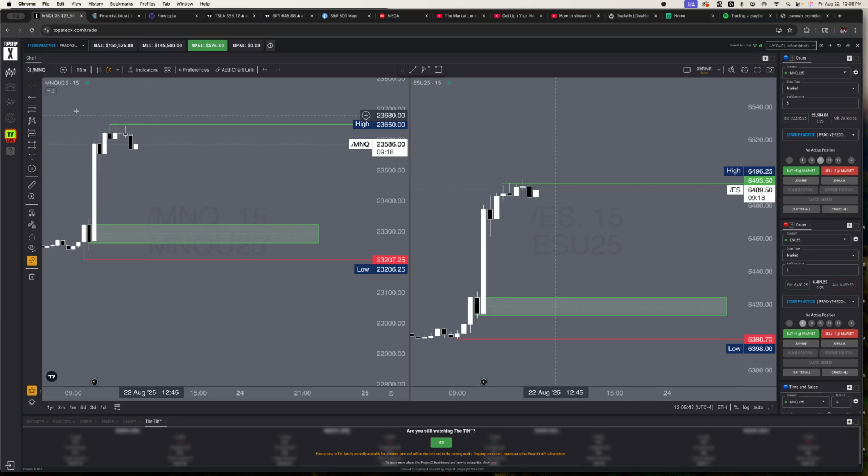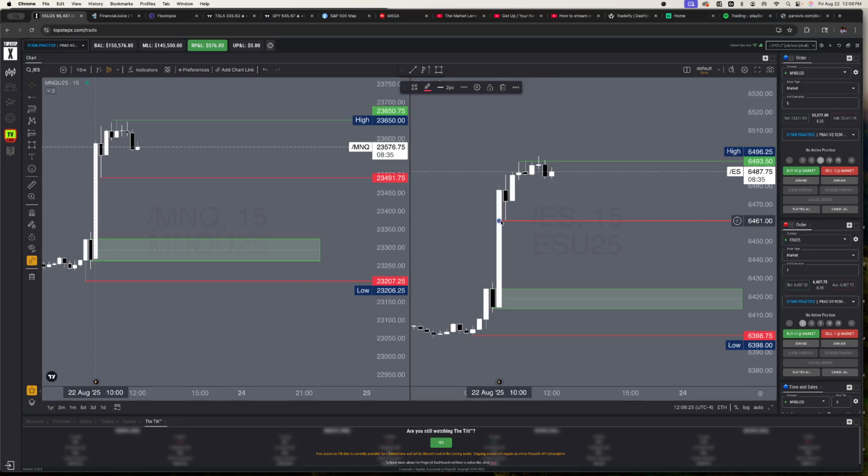Now, if I'm really bullish and I want to see price reverse, then I would expect to see an SMT at this level in this fair value gap right here. So price would come down, probably NQ would take this level and ES would not.